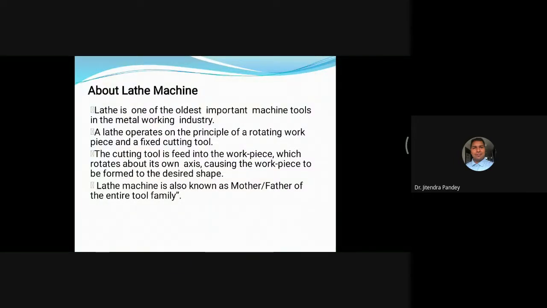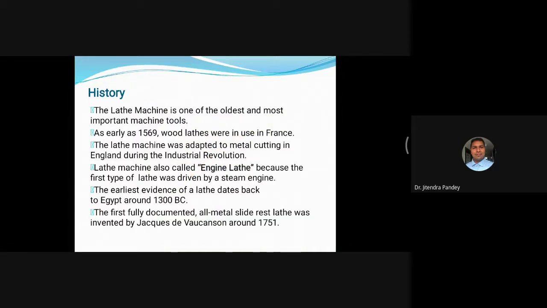और मैकेनिकल इंजीनियरिंग में, बी रिमेंबर, लेथ मशीन को मदर एंड फादर का दर्जा दिया गया है टूल इंडस्ट्री में. जो मैकेनिकल इंजीनियरिंग का टूल फैमिली है, उसमें the role of lathe machine is like a mother and father. And the lathe machine was invented in 1569 and it was used in France. Before that it was in France.